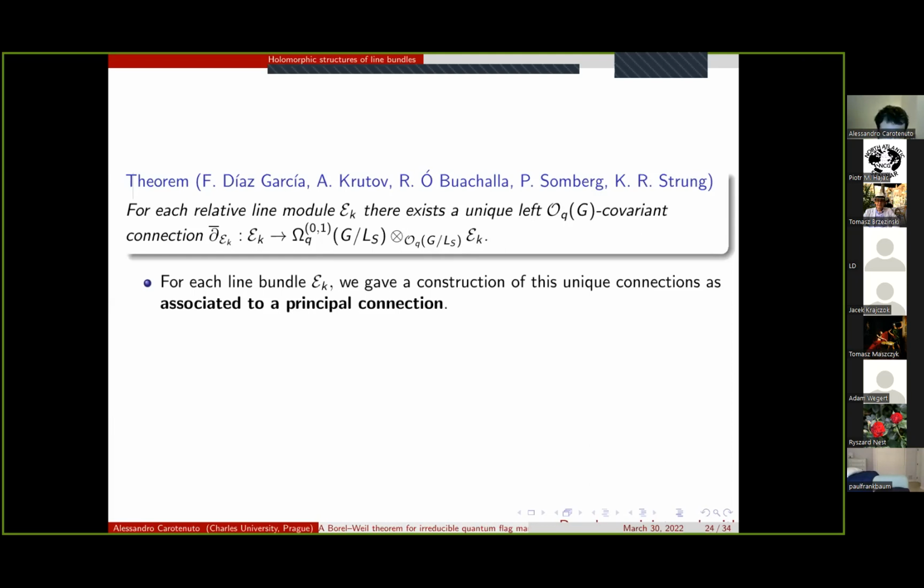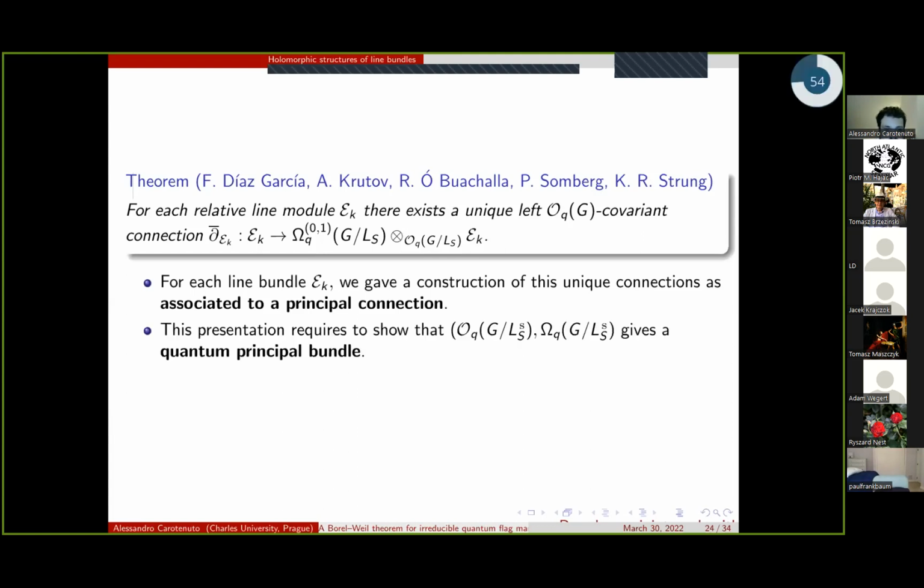So now we know of the existence of this guy. We knew of the existence of this guy. But what we did also was to give a construction of these unique connections as associated to a principal connection. And this, as I was saying before, I didn't close a parenthesis here, sorry.